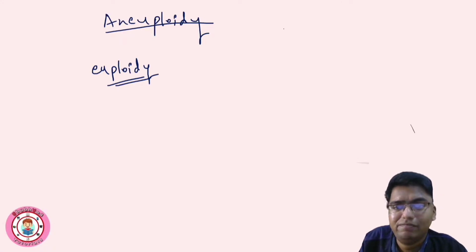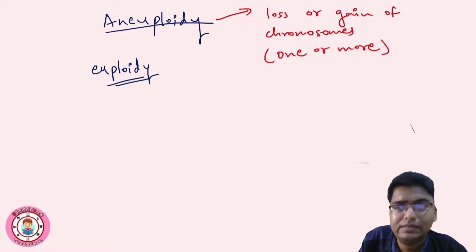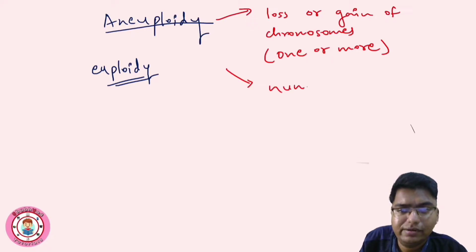Now aneuploidy. Aneuploidy is the loss or gain of chromosomes. It can be one chromosome or more than one. So there will be loss or gain of chromosomes, and the term is known as aneuploidy. But the number of sets remains the same.